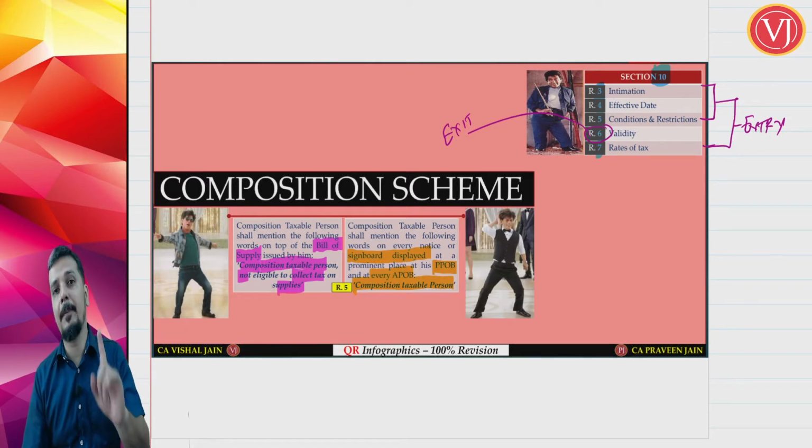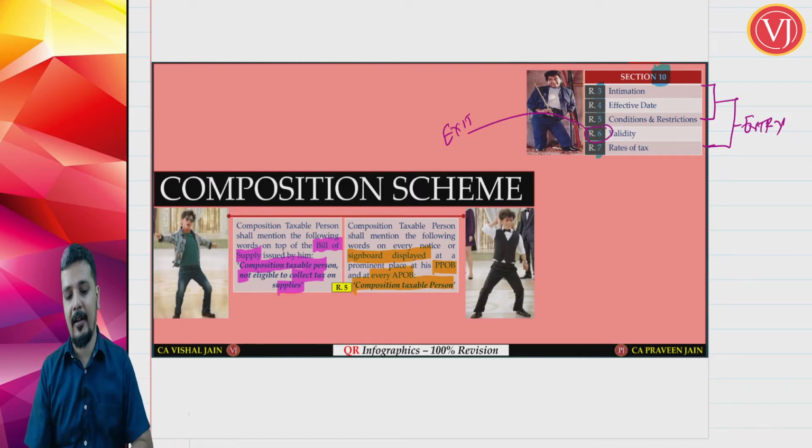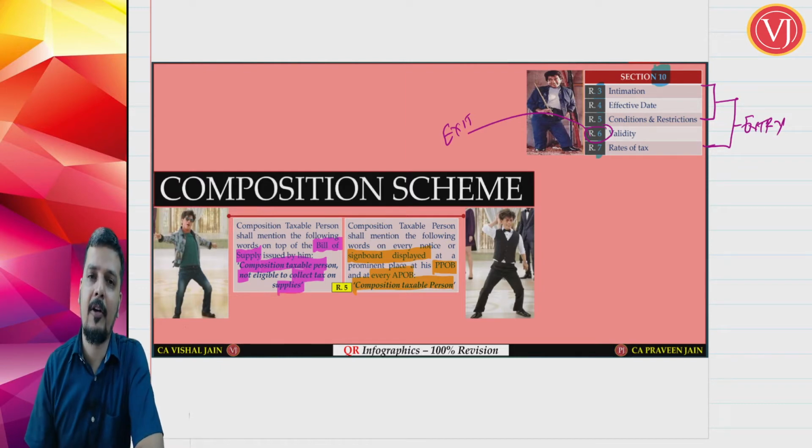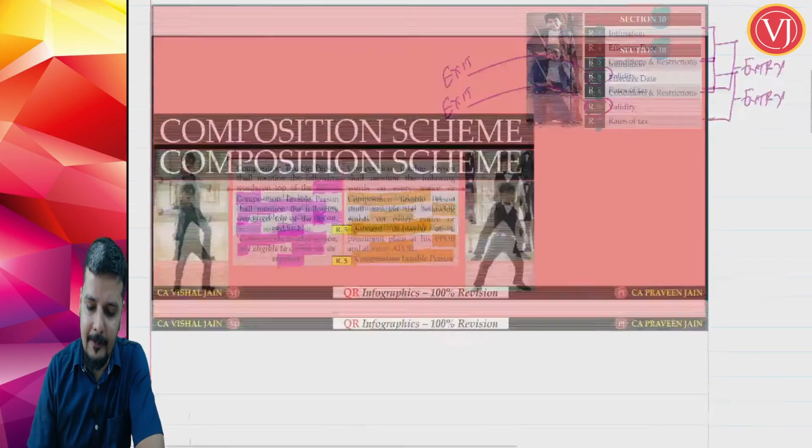So that person will pay tax to the government, but he cannot collect it from the customers. That is also another point that you have to remember, and both these points are given under your rule 5.